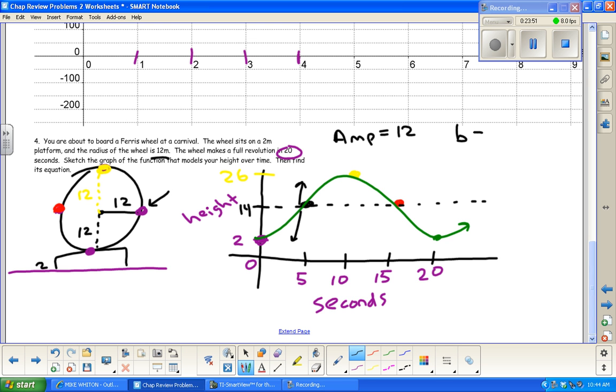We know the period was 20. So the b value for our equation, again we're in radians here, needs to be 2 pi over the period, 2 pi over 20. Let's just reduce that exactly. 2 over 20 is 1 over 10, so pi over 10. So that's our A and our B. And then as far as any shifts, the midline was 14, so we had a shift of up 14. So let's put all those together and write an equation.